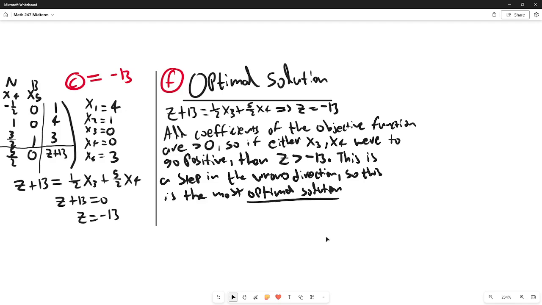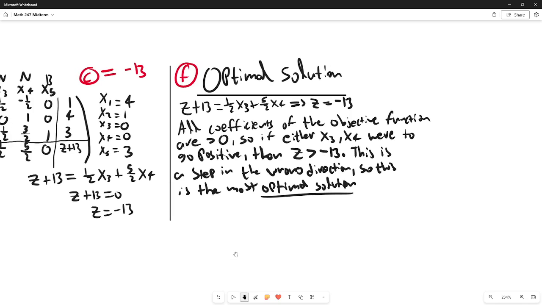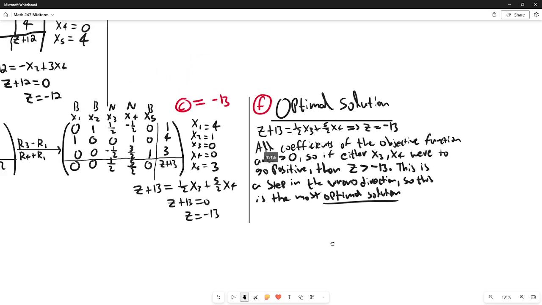All right, and so that's a step in the wrong direction. So this is the most optimal solution. Because if we were to go in the wrong direction, we're only going to go in the wrong direction after that. So we don't want that. Okay, part F is pretty much like a copy paste. You can honestly just memorize what she's put as an answer in lecture, and then just write that down, and you'll get points for it.